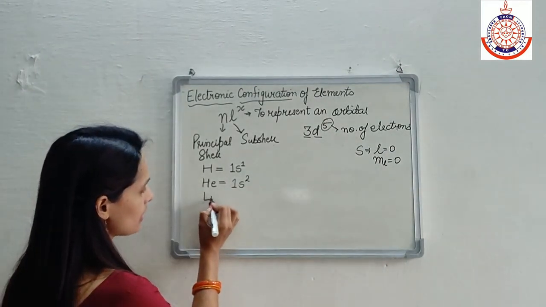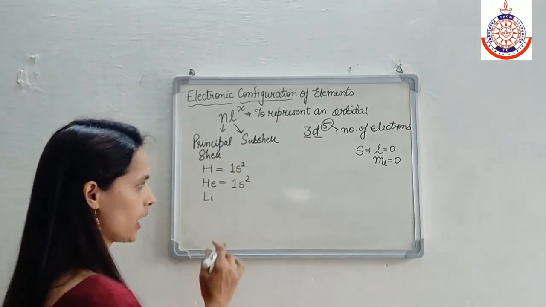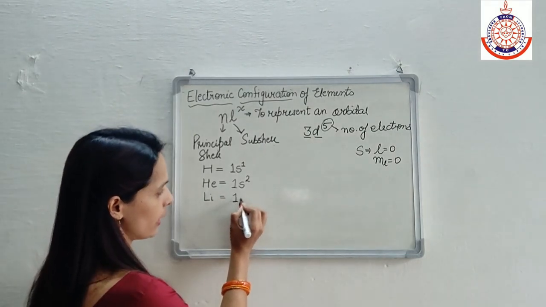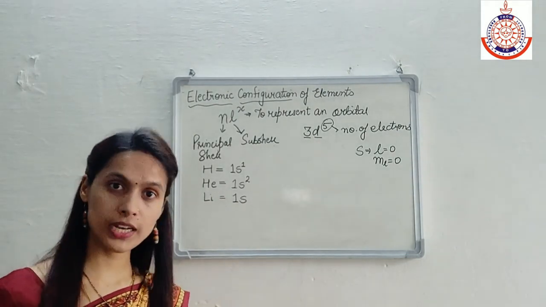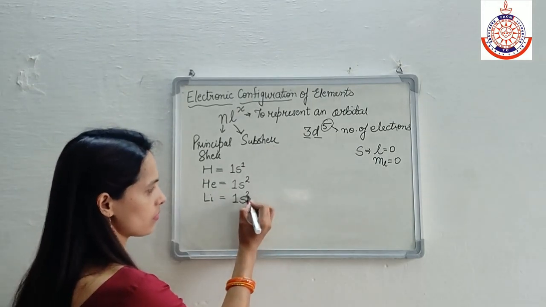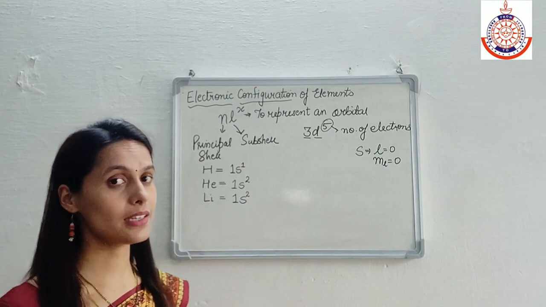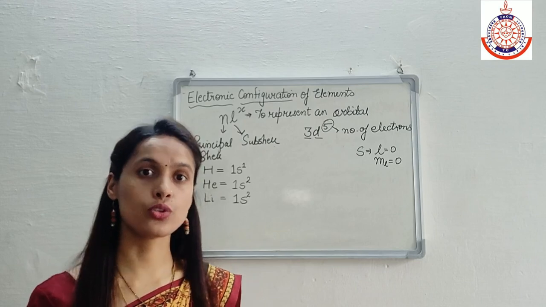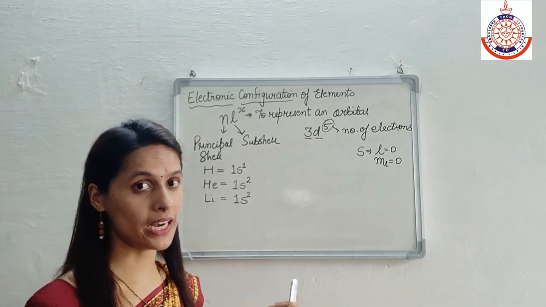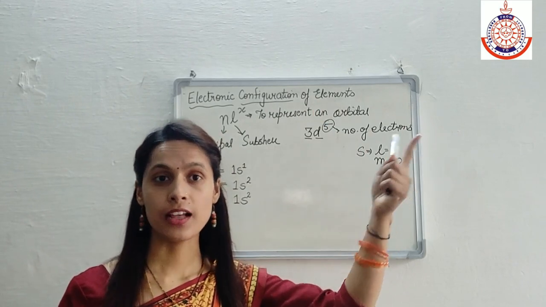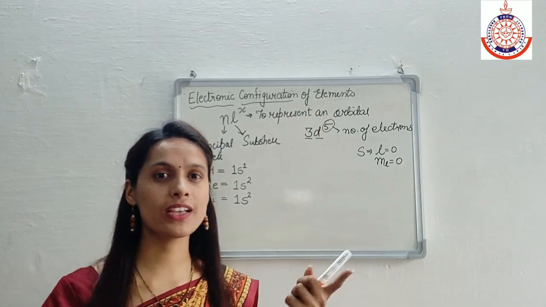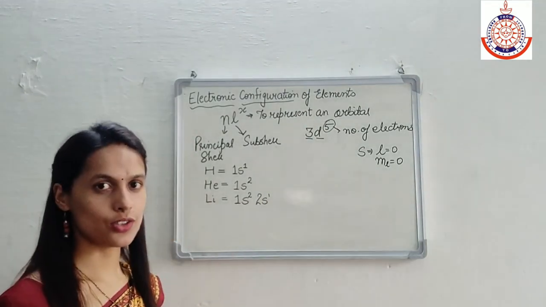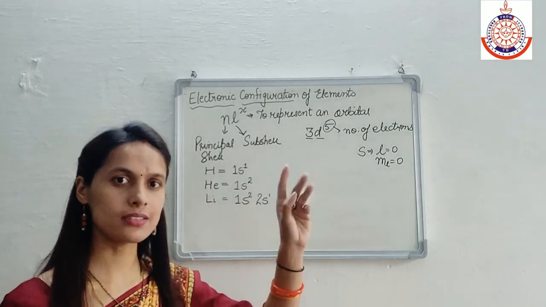Now the third one is lithium. In lithium we have 3 electrons. So the first electron will fill in 1s. The second electron will also fill in 1s because there is a vacancy for 2 electrons, but there is no place for the third electron. So the third electron will move to the orbital whose energy is greater than that of 1s, and if we recall the above principle, that orbital becomes 2s. So it is 2s1. So the configuration becomes 1s2, 2s1.